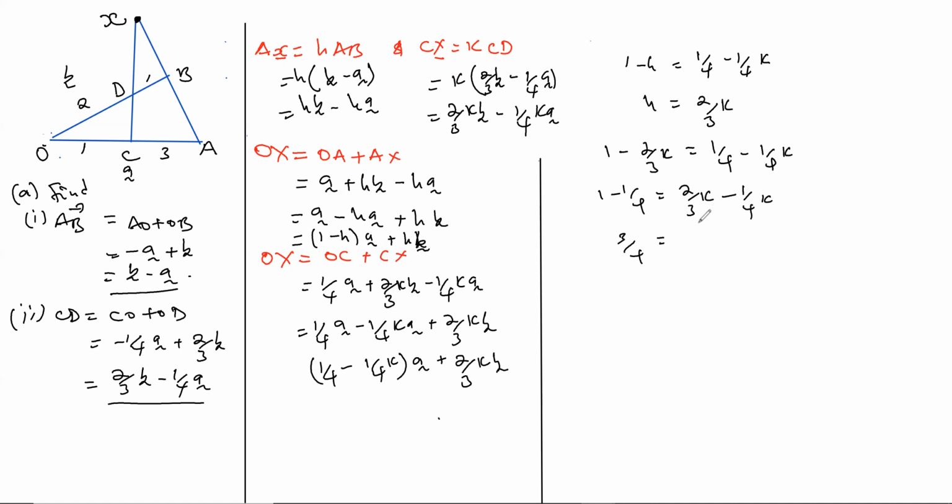I want the answer for this. 5 over 12, 5 over 12K. So if I want to get the value of K, I'll say 3 over 4 divided by 5 over 12. Again, please help me. 3 over 4 divided by 5 over 12. 9 over 5. Is it 5 over 9 or 9 over 5?